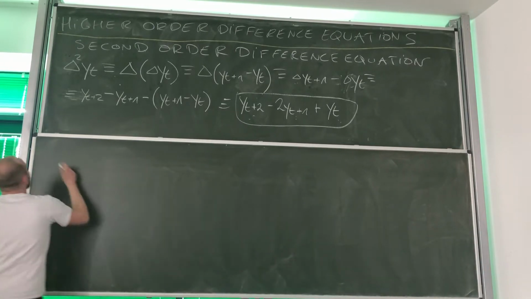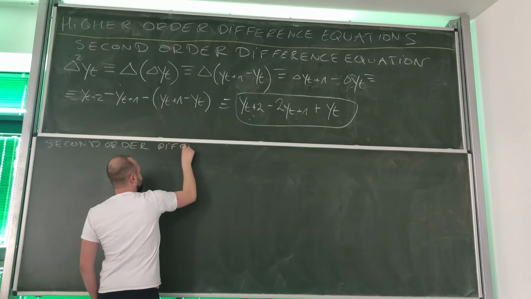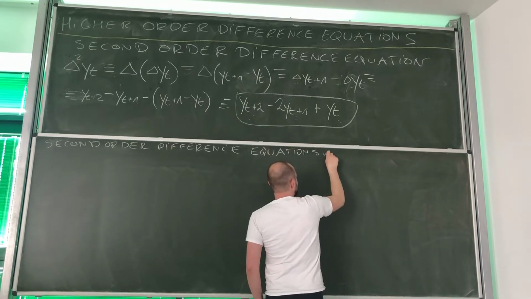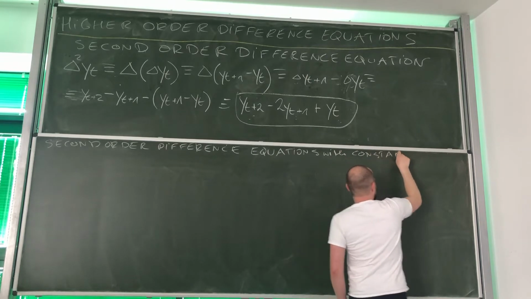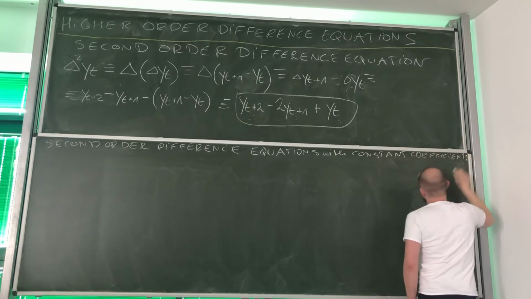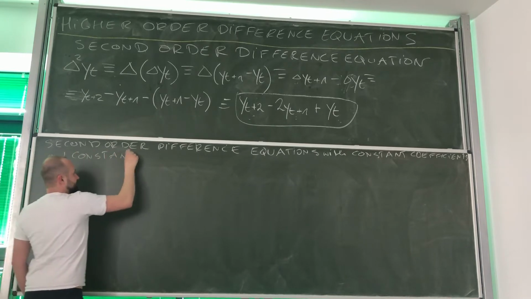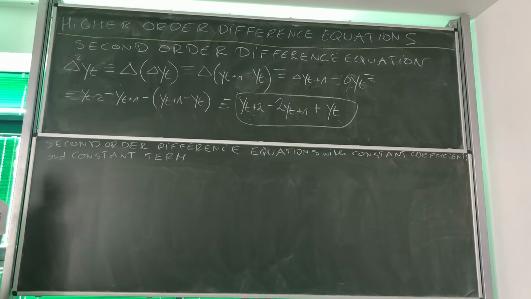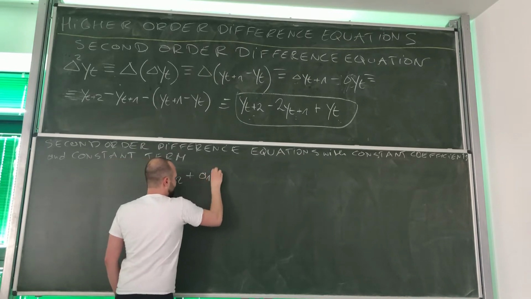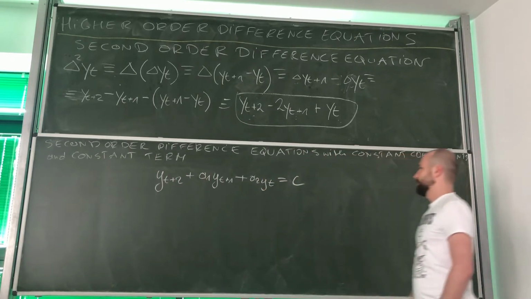We are of course going to start with second order difference equations with constant coefficients. So the equation we are going to deal with is in the form yt plus 2 plus a1 yt plus 1 plus a2 yt equals c.